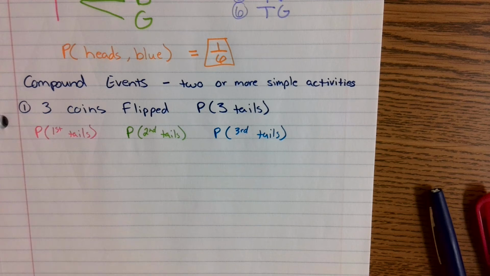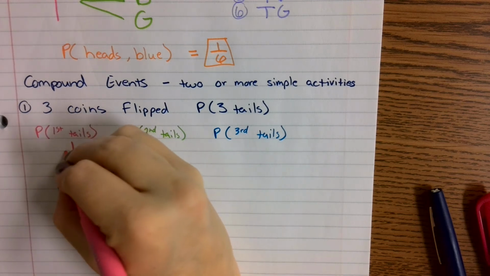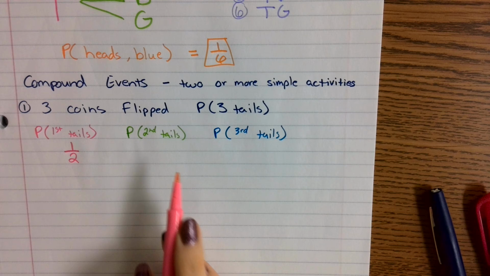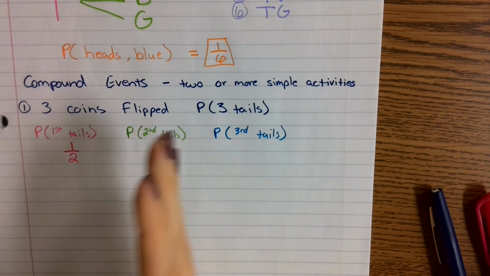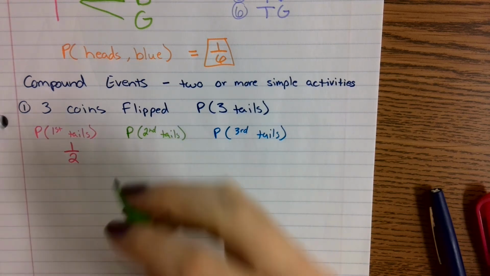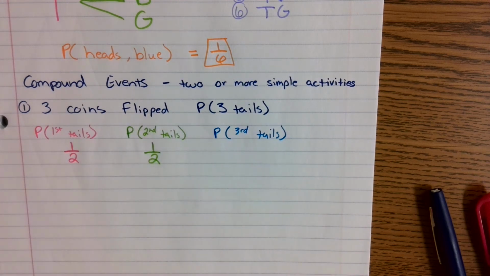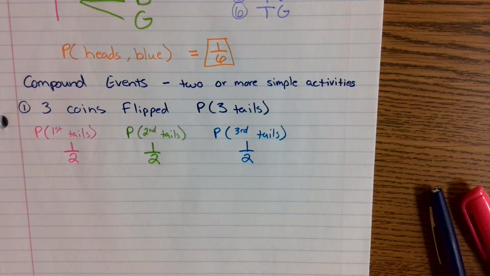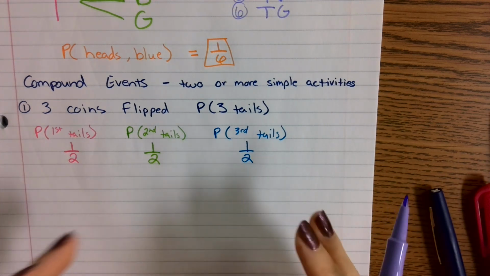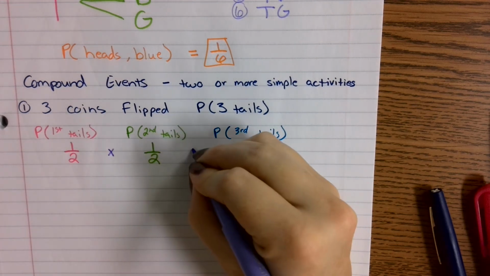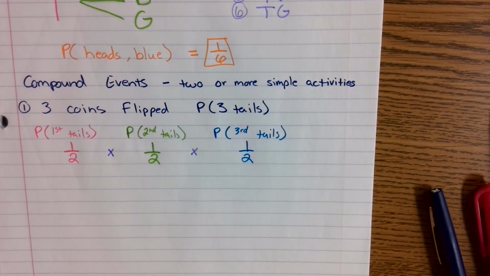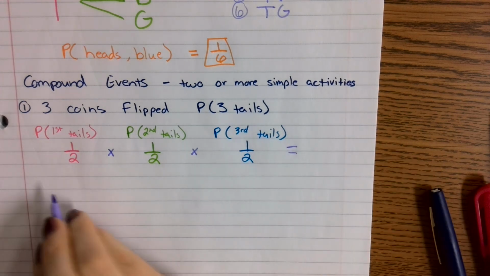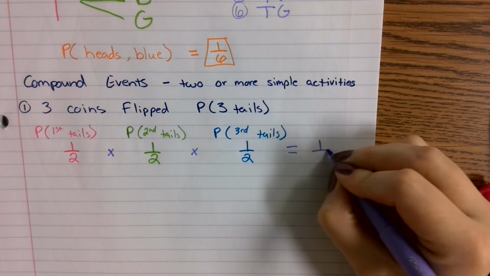On 1 coin? On just 1 coin, it's 50-50, right? 1/2. So it doesn't matter whether it's 1 coin, 2 coins, or 3 coins. Each individual coin has a probability of 1/2. Now, together, because we have multiple events, you're going to multiply those probabilities to find the probability of all 3 simultaneously occurring. So 1/2 times 1/2 times 1/2 is 1/8.